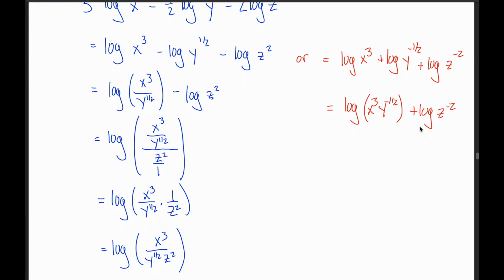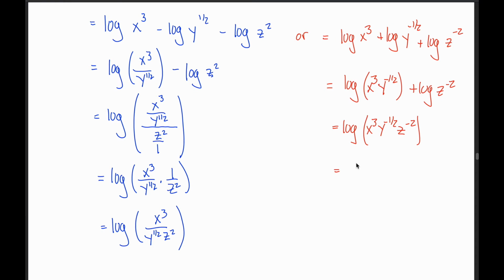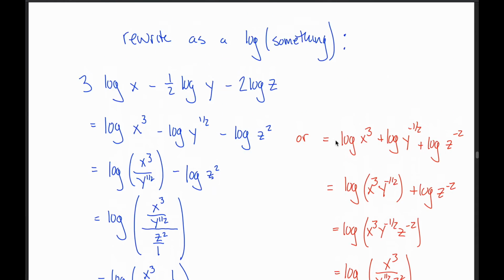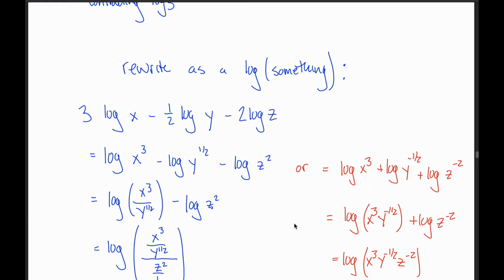And now I have the log of something plus the log of something else. So I get the log of x cubed y to the negative 1/2 z to the negative second power, which I guess would be totally fine as your final answer there. Often people don't leave negative exponents in their answer, and if you were such a person, you might rewrite this as x cubed over y to the 1/2 times z to the second power, which would be the same thing that we have down here. But the point is this or this would be equivalent based on this weak little prompt that I gave you.